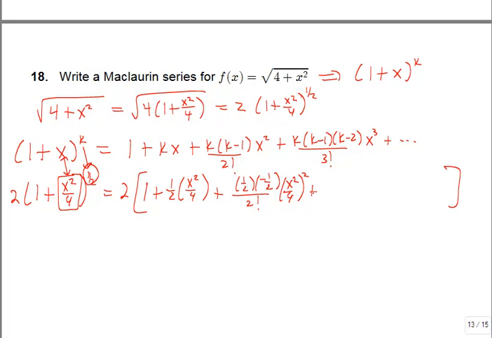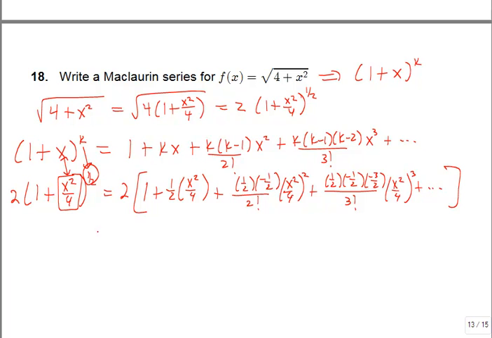Plus, let's try one more. This k again is 1/2. K minus 1, or 1/2 minus 1, is negative 1/2, and 1/2 minus 2 is going to be negative 3/2. Divide that by 3 factorial, and this x gets replaced with an x squared over 4, and we want to cube that. So this is tedious and messy too, but it's still going to be a lot easier to do this manipulation than to try and take all these different derivatives of your function, plug in 0, and then try to figure out what your Maclaurin series is from that.